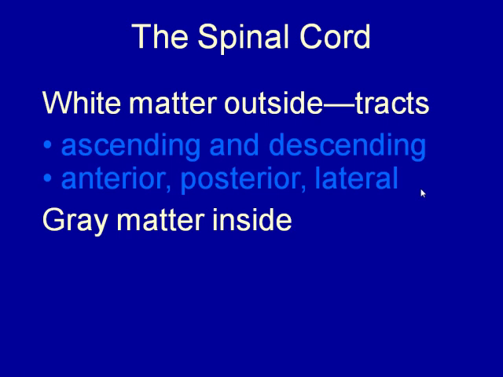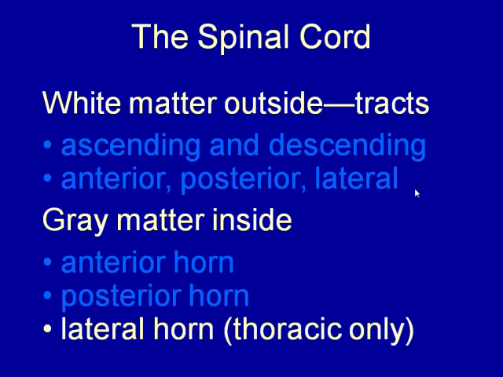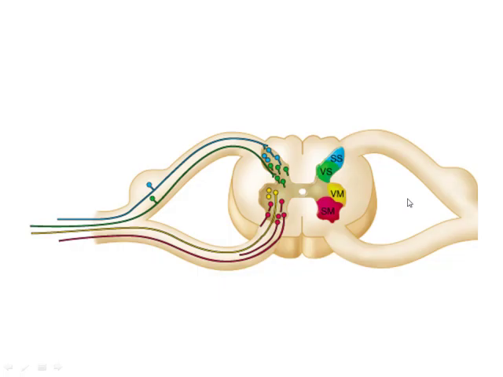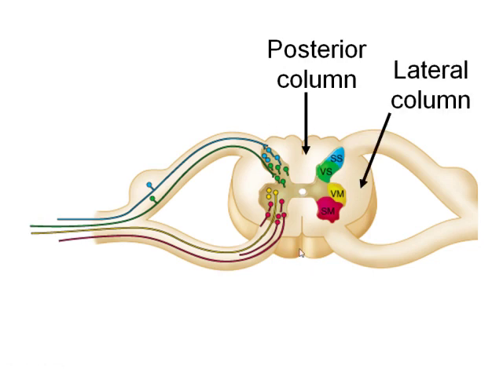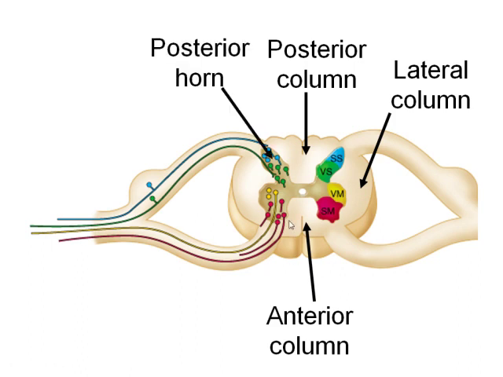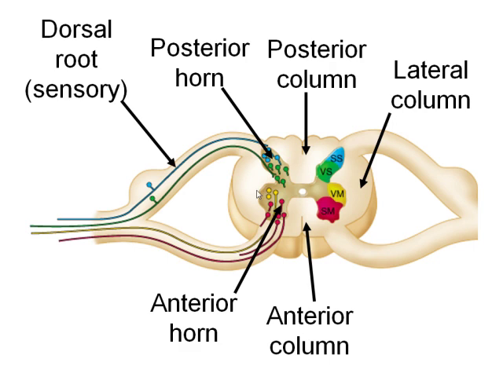The gray matter is clustered to the inside and really looks a little bit like a butterfly. So you have the anterior horn, the posterior horn, and in the thoracic region you have a little lateral horn. So if we look here, your posterior column, your lateral column, and your anterior column, these would all be white matter. And then here's your gray matter, this butterfly on the inside. So you have your posterior horn, your anterior horn, and in the thoracic region you have a little lateral horn here.